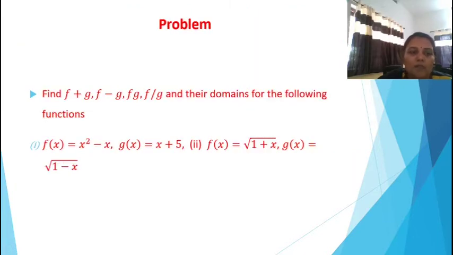We have problems. Find f plus g, f minus g, fg and f by g and their domains for the following functions. So the first one, f of x equals x square minus x, g of x equals x plus 5. Second problem, f of x equals square root of 1 plus x, g of x equals square root of 1 minus x.